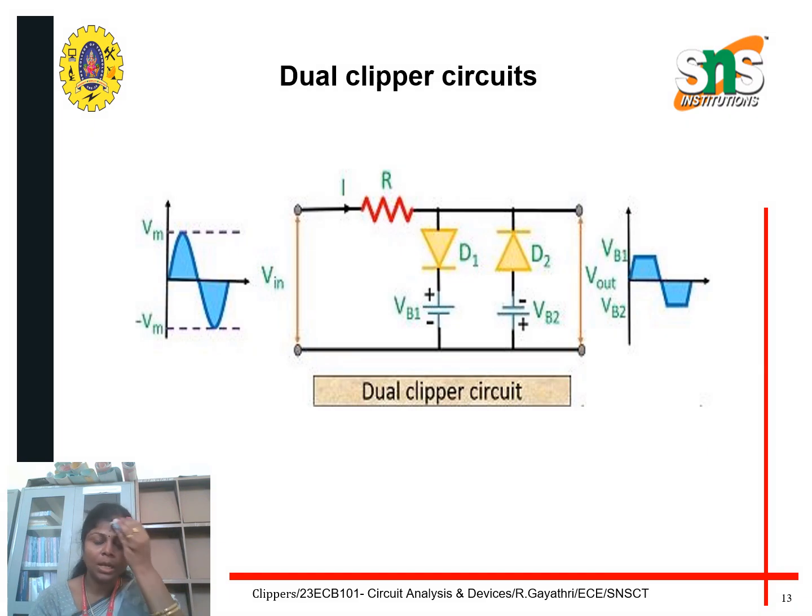Then coming to the dual clipper circuit, the name represents dual. That means it has dual diodes. So two diodes, D1 and D2, will be placed in the shunt direction, and the diodes will be placed on opposite sides. One is forward and the other one is reverse. For D1 the positive voltage is given, and for D2 the negative voltage is given. When we are giving the sinusoidal input signal, some portion of the positive signal will be clipped off and the negative will also be clipped, and the output will be represented as shown here.